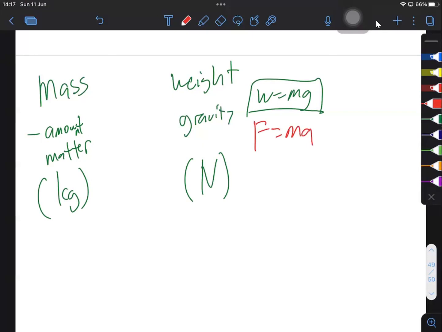The only difference is that weight is always acting downwards, but force could be literally left, right, up, and down, anywhere. Most of the time, if you're asked to find the force or weight, they purposely interchange these two things, which I see a lot of students always struggle with. You need to know that they are literally the same thing. So yeah, take note.